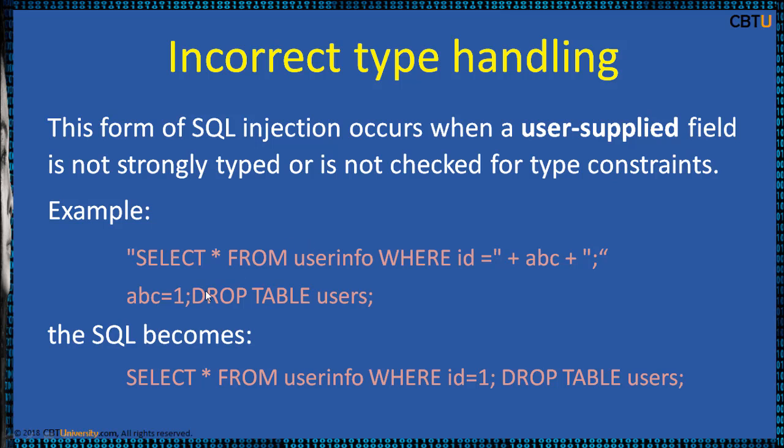For example, setting the variable ABC to 1; drop table users. This SQL becomes select star from user info where ID is 1; drop table users. This will delete the table users from the database. This can have serious repercussions as it can drop the table users.